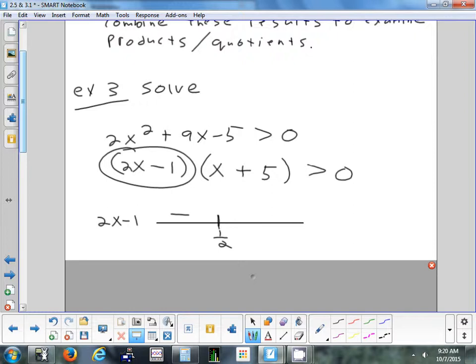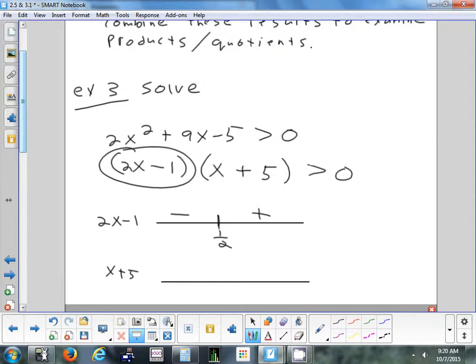Okay, let's try a number bigger than 1/2. Let's try 1. 2 times 1 is 2. 2 take away 1 is 1. Comes out positive. Any number that you plug in to the right of 1/2 will come out positive. Okay, any question on that? Let's show you the hardest part about the sign chart. Find the 0, then determine negative, positive.